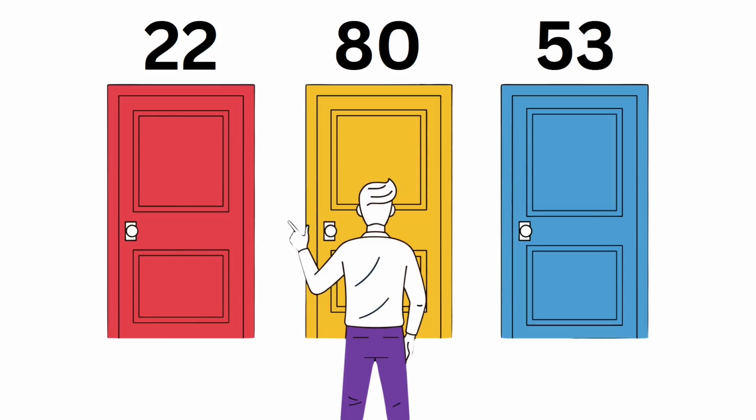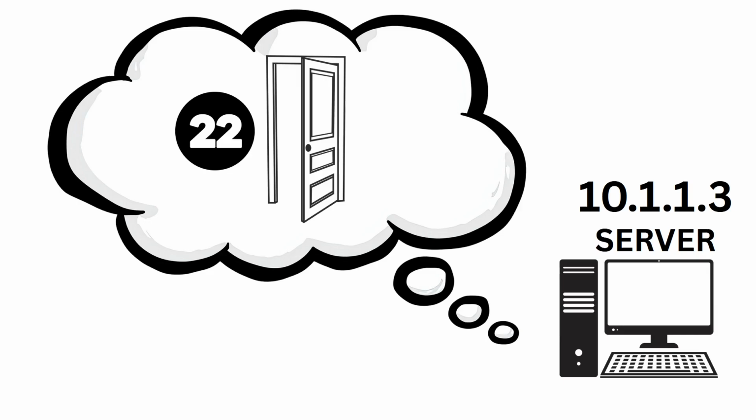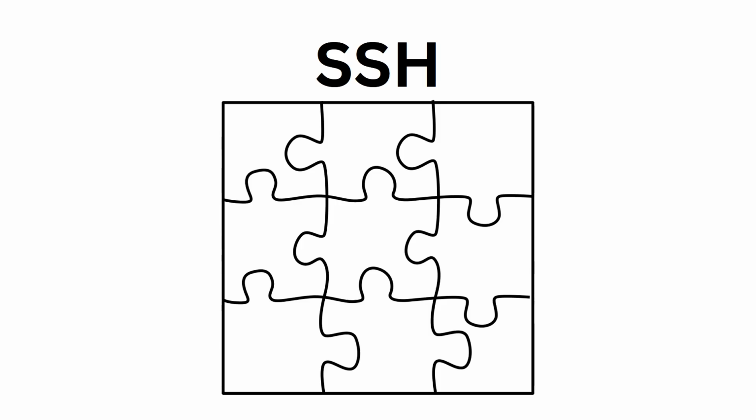Here's a better example. Think of a server as having multiple doors. Each door gives you access to a different application or program on that server. Behind door 22 is SSH, behind door 80 is a website, and behind door 53 is DNS. So when we reach out to port 22 on a server running SSH, we are asking the server to serve us an SSH connection.